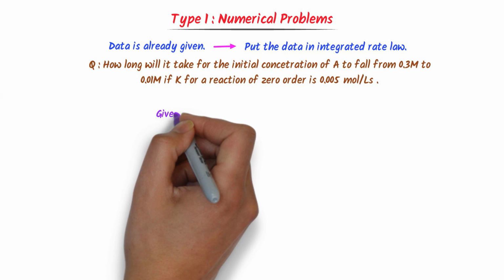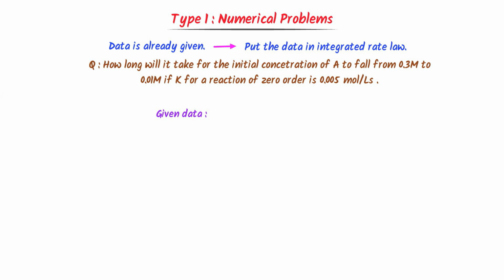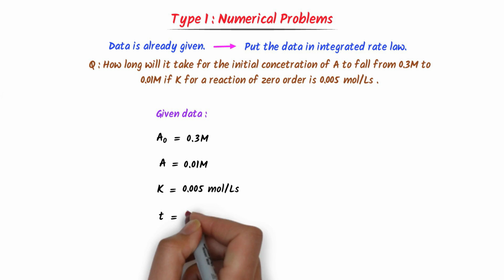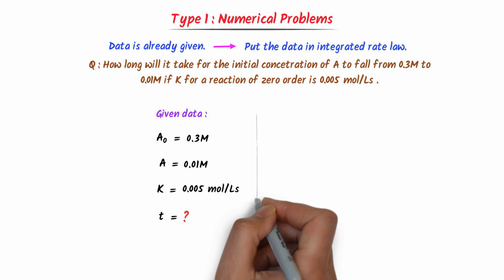Well, I write the given data. The initial concentration A0 is 0.3 M. The final concentration A is 0.01 M. The value of rate constant is 0.005 mole per liter per second. The time t is unknown.